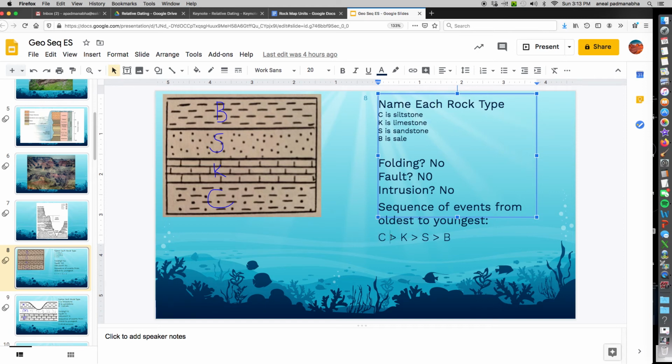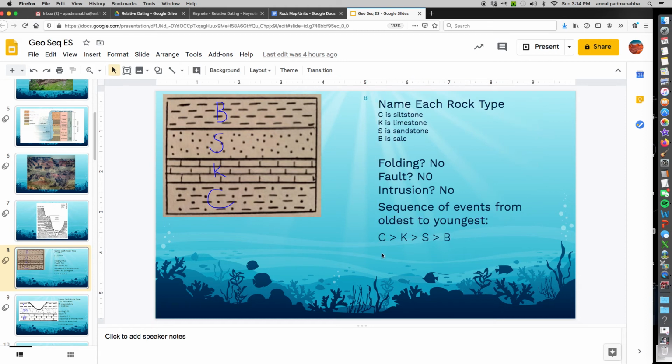Then I used greater than and less than symbols. I don't know how to use an arrow. I don't know the keystroke for this one. That's why I just used this chevron right here. So C, then K was deposited, then S was deposited, and then on top B was deposited. So the last thing to happen in here was rock layer B was deposited. The first thing to happen in all of this relatively was C was deposited in this one right here.